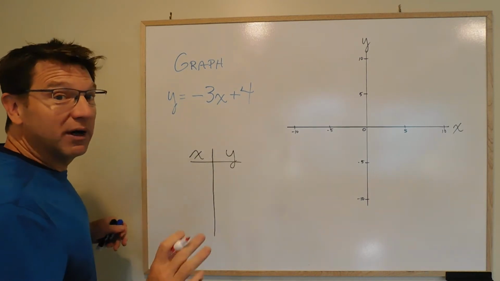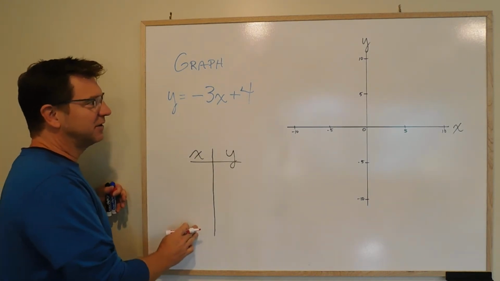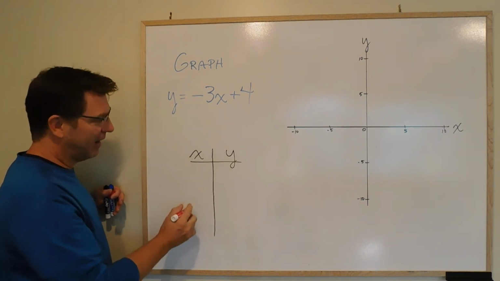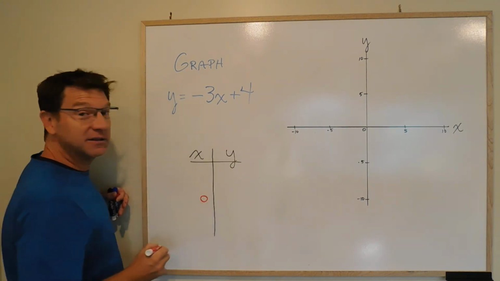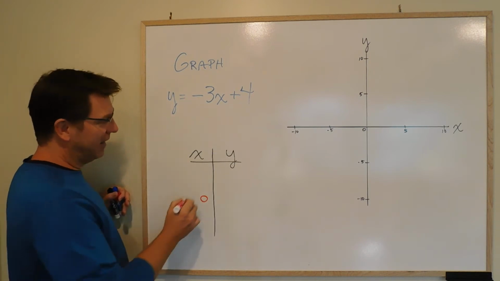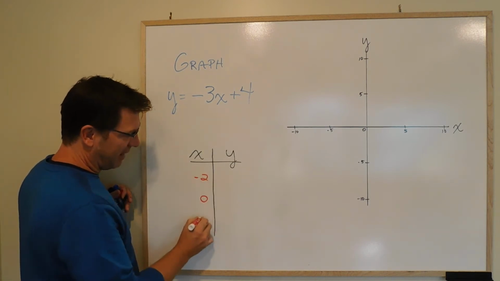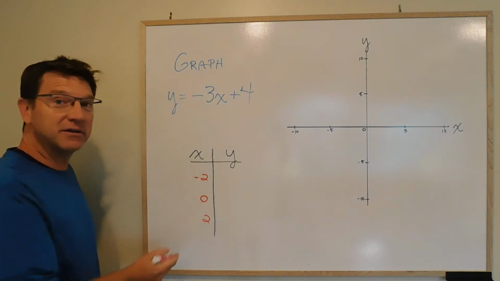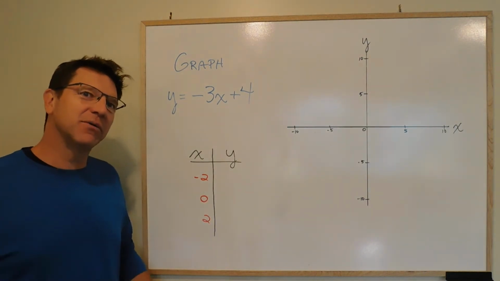To plot points, we need some x values. This is called the independent variable. We get to pick them. I always like to pick 0 because it's an easy one to substitute in. I tend to like to pick negative 2 and positive 2. Negative 2, 0, and positive 2. You can pick any numbers you want for x.